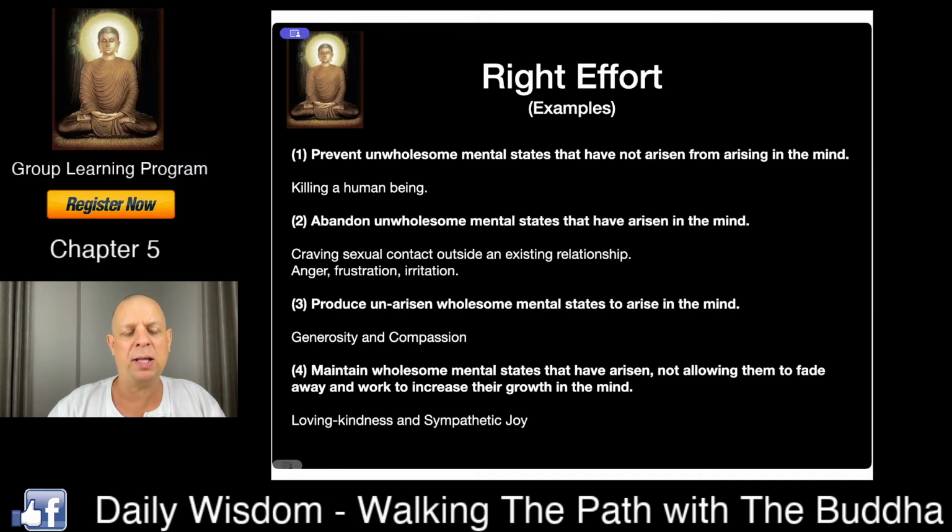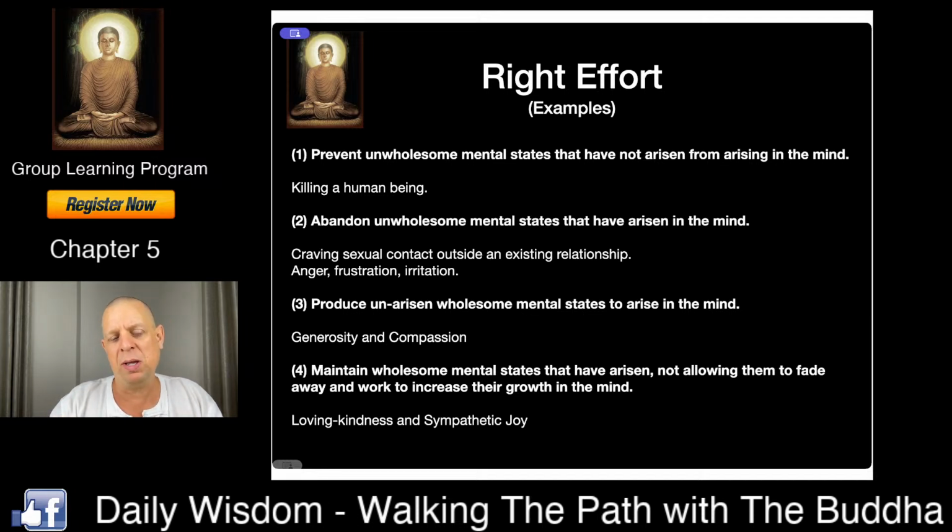We're going to be talking about these mental qualities when we get to chapter 14 in the book, where we're going to talk about what's called the Brahma Viharas, which is loving kindness, compassion, sympathetic joy, and equanimity. These are wholesome qualities that you're going to need to cultivate in the mind. So you're going to need to apply the effort to do that.